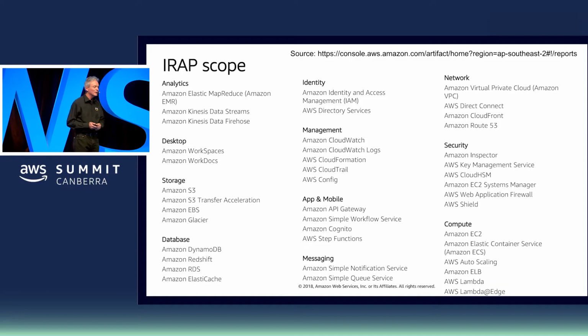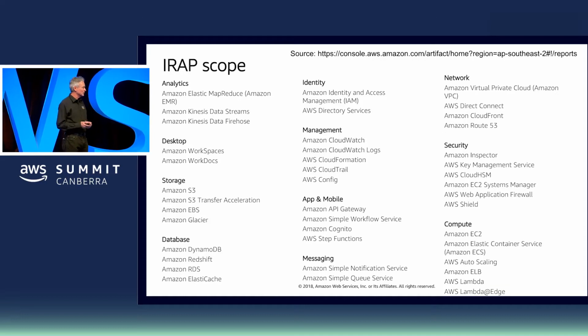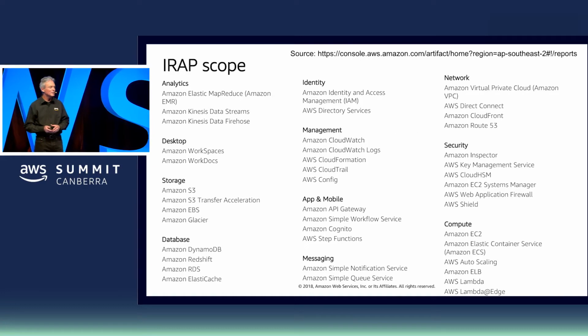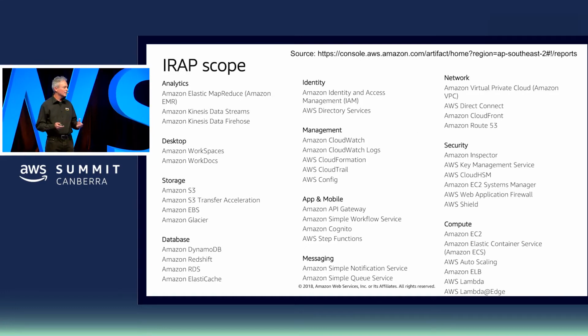In addition, in the traditional areas around compute, storage, and networking and so on, the range of services even within those categories is quite expanded. So for example, in compute, it's not just about virtual machines as a service with EC2 now, but we've got things like container services with Docker support and serverless with Lambda.